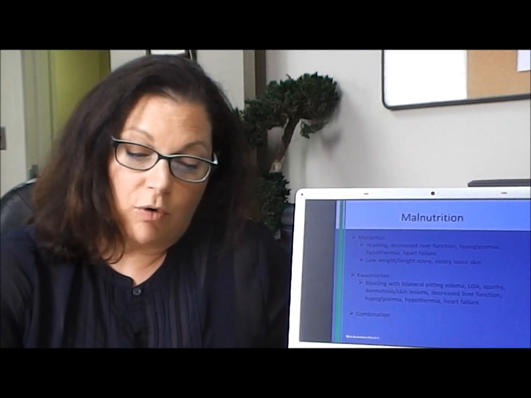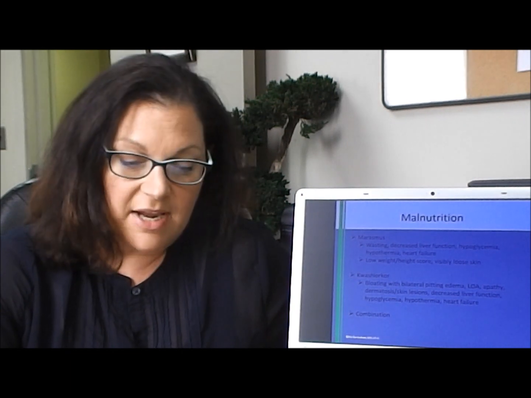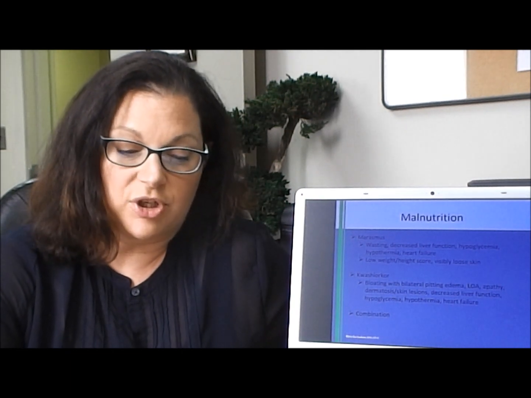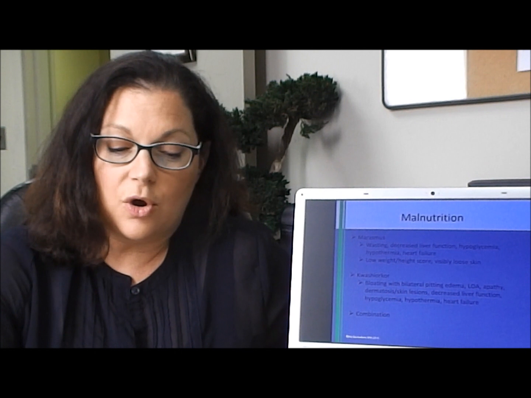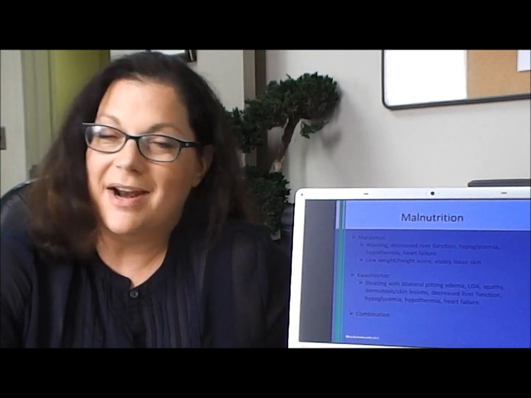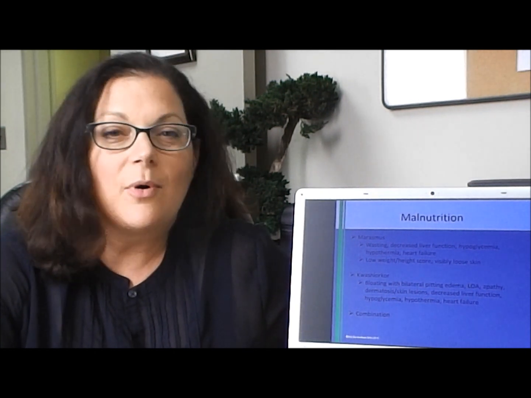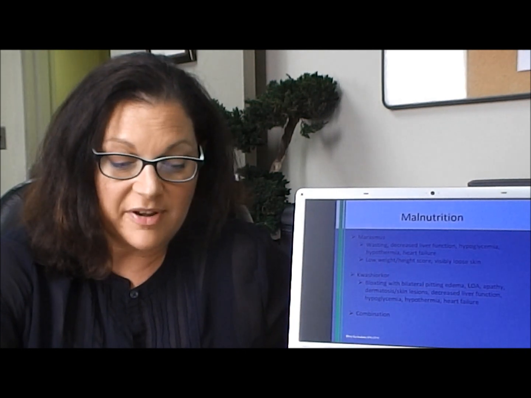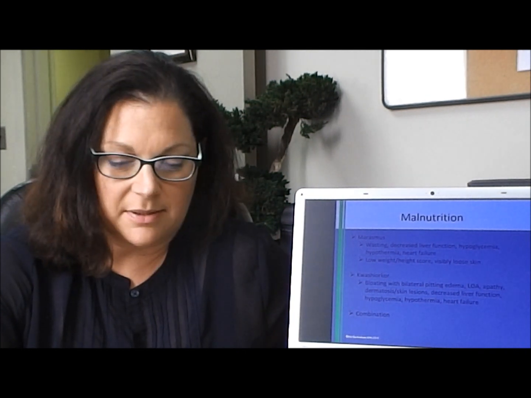Malnutrition can be acute or chronic. The three classifications of acute malnutrition are marasmus, kwashiorkor, and a combination of both. I'm going to go over the signs and symptoms briefly so that we can move to treatment.